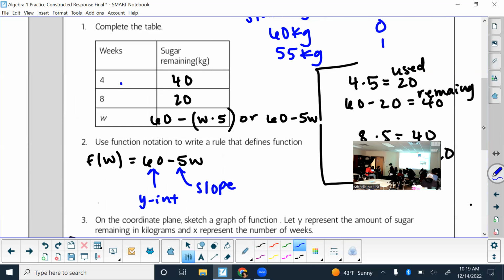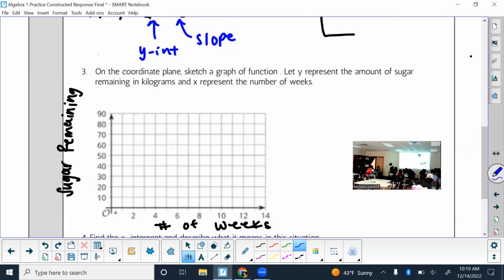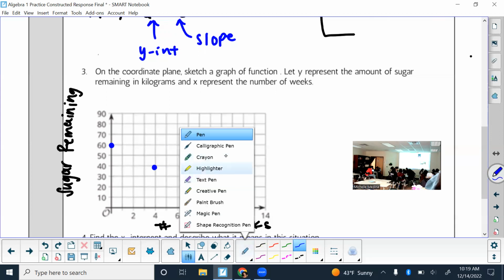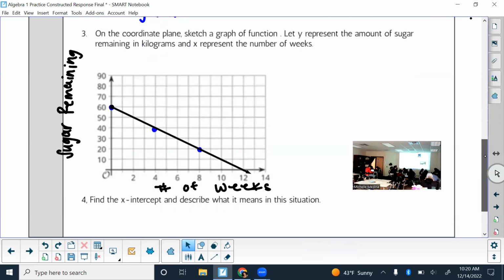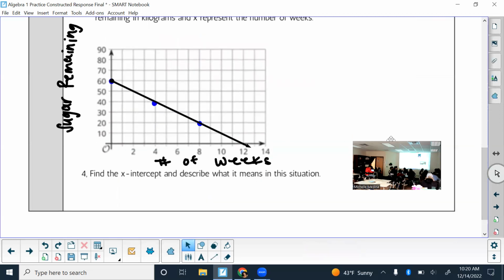So my first data point, I'll put for the y-intercept at 0 weeks, we had 60 kilograms of sugar. On the table, how much sugar did we have at 4 weeks? 40 remaining. At 8 weeks, how much sugar did we have? So 20, and then we could keep going. You want to make a line as straight as possible. So something like that. Maybe either keep the pattern going, down 5 to the right 1, or just make it as straight as possible. Because the next part says, find the x-intercept and describe what it means in this situation.